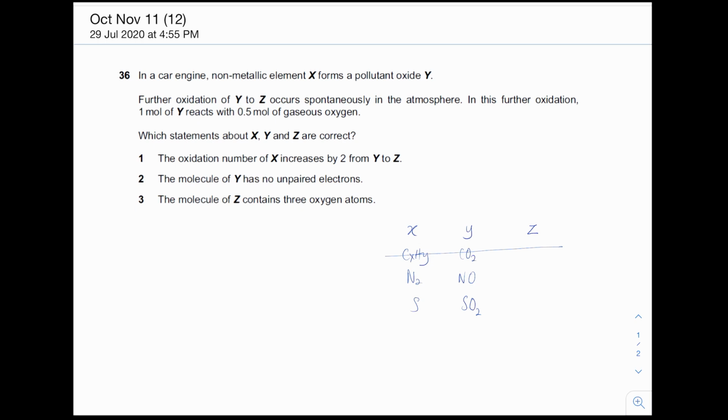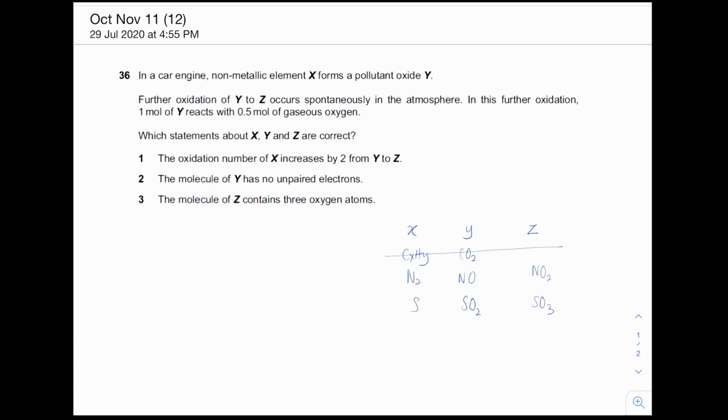Alright. Now next we're going to look at Z. It says that 1 mole of Y reacts with 0.5 mole of gaseous oxygen to form Z. So the possible Z could be NO2, and this could be SO3. Okay, so now we need to see whether X, Y, and Z belong to nitrogen or sulfur.